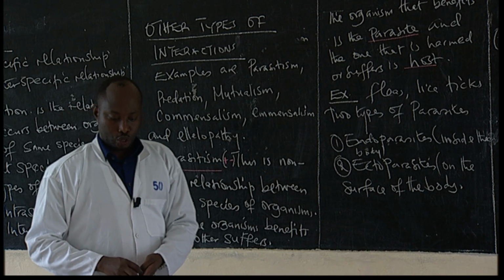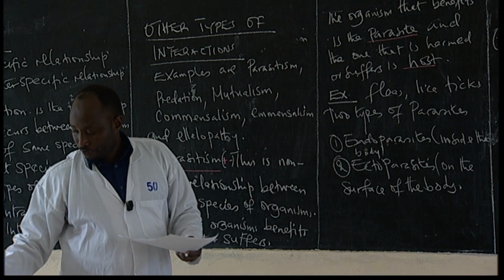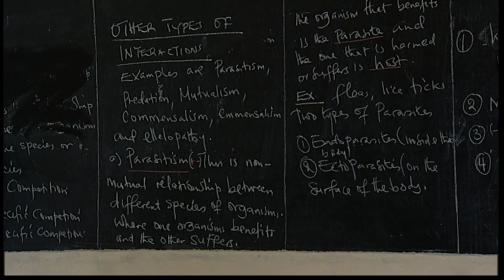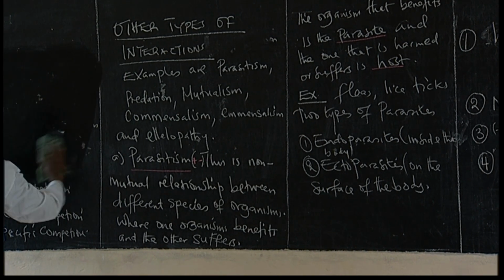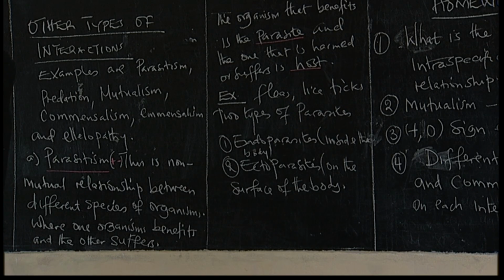Let's go to the second one, which is called predation. What is predation? What do you understand by predation? When you say predation, it's the hunting, killing and eating of other organisms. That is another type of interaction. Predation is also a plus and a minus. One organism will lose, another will benefit.